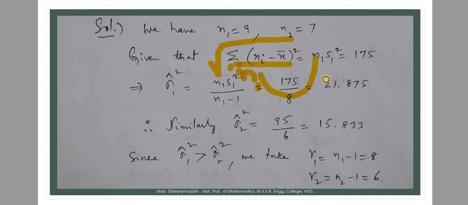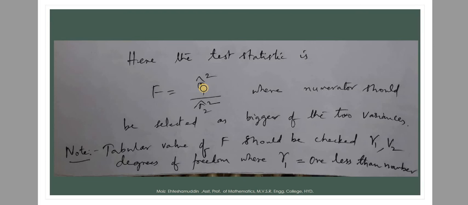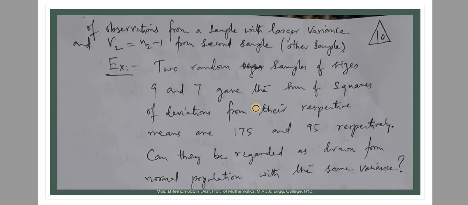So this has to come up in the numerator and this has to come in the denominator. It is quite possible that sigma 1 cap square may be smaller, and this may be bigger. If the first sample gives lesser variance and the second sample gives bigger variance, then the value for F in this F test should be sigma 2 cap square by sigma 1 cap square. See that the numerator comes bigger and the denominator comes smaller.